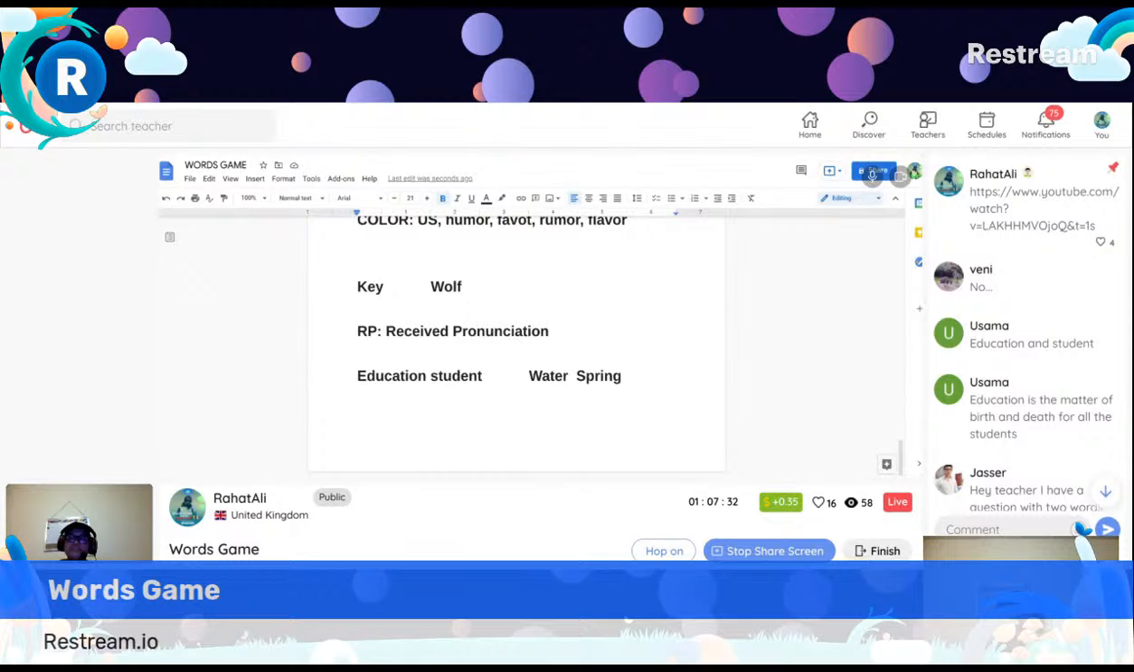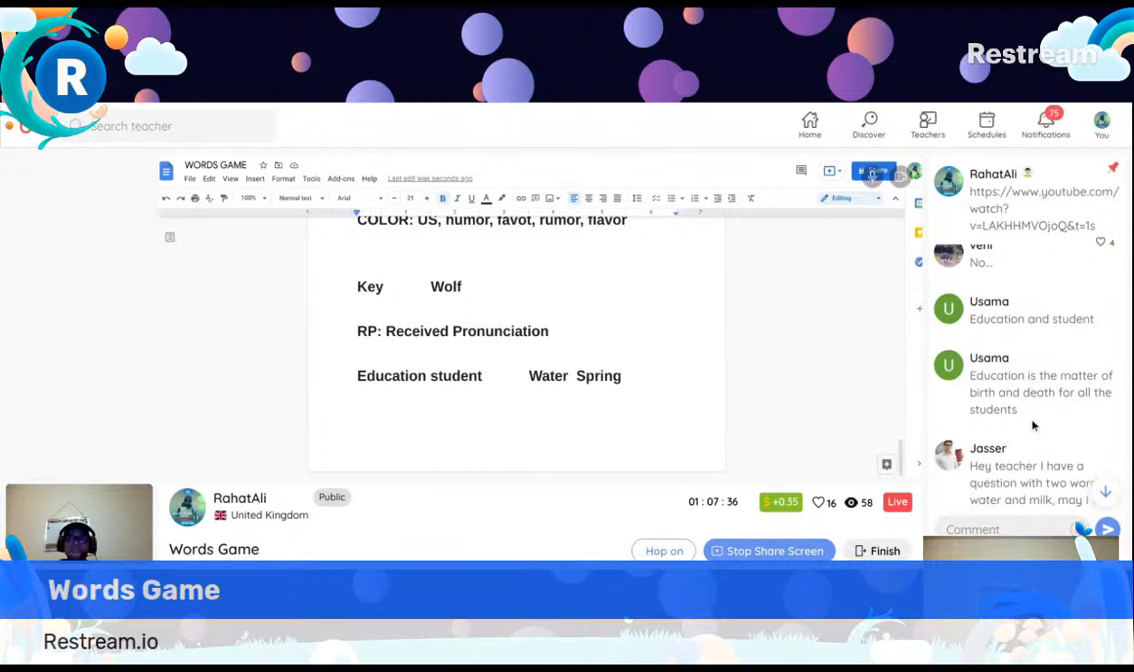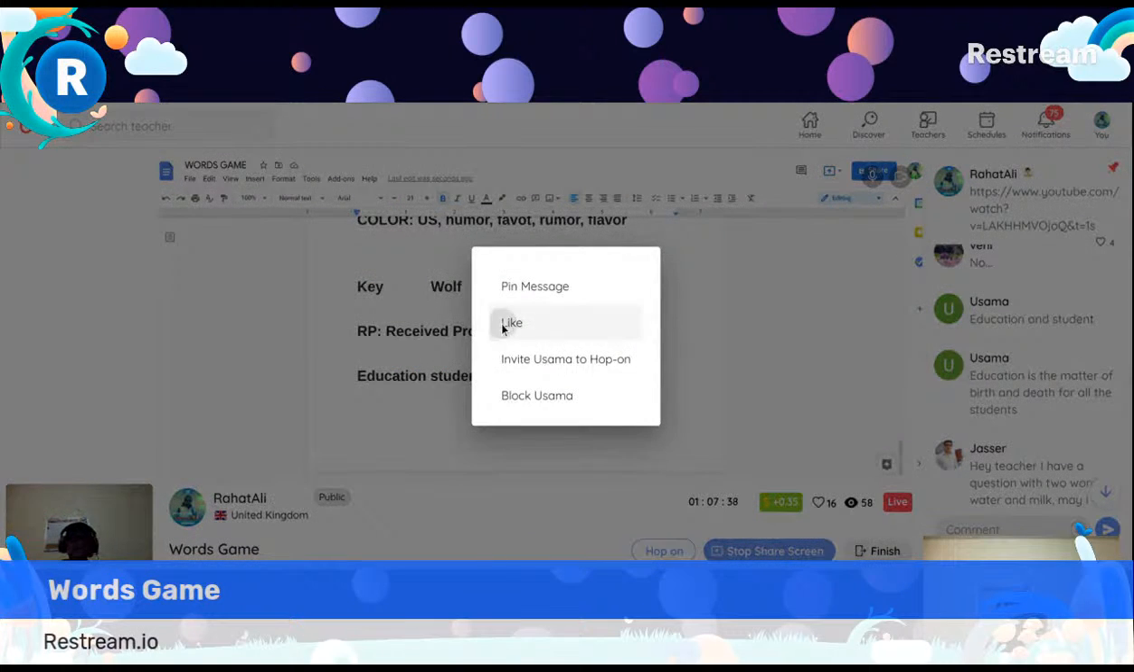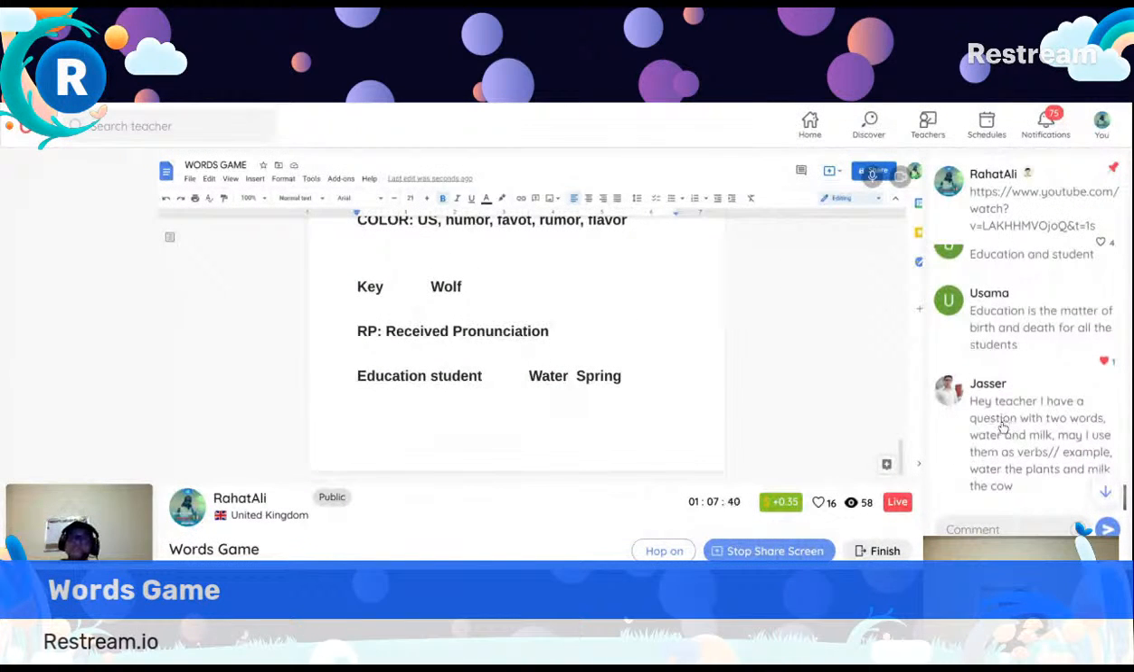Osama said, education is the matter of birth and death for all the students. Really? Birth and death? I didn't know that. That's a cool sentence. Jasser says, hey teacher, I have a question with two words, water and milk. May I use them as verb? Yes, both can be used as verb. Water the plants and milk the cow.